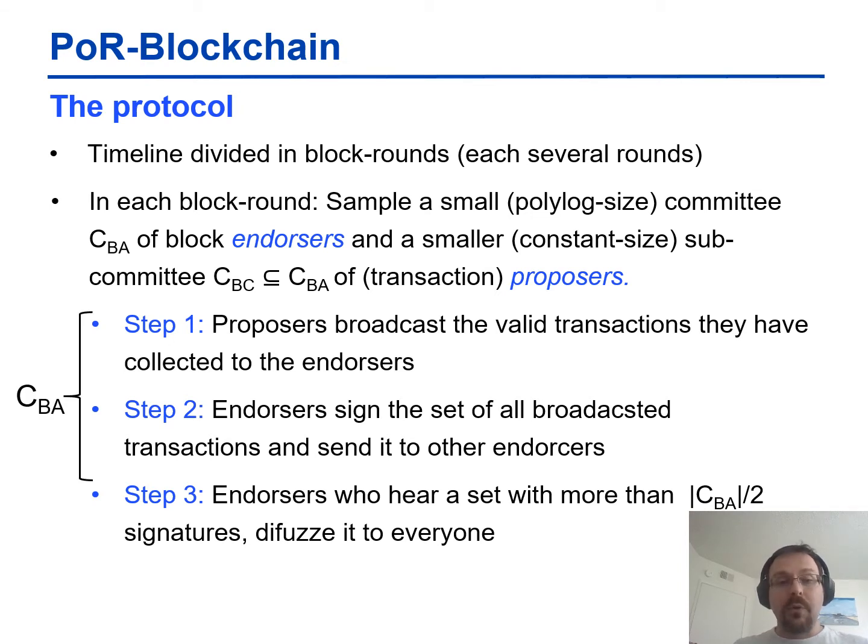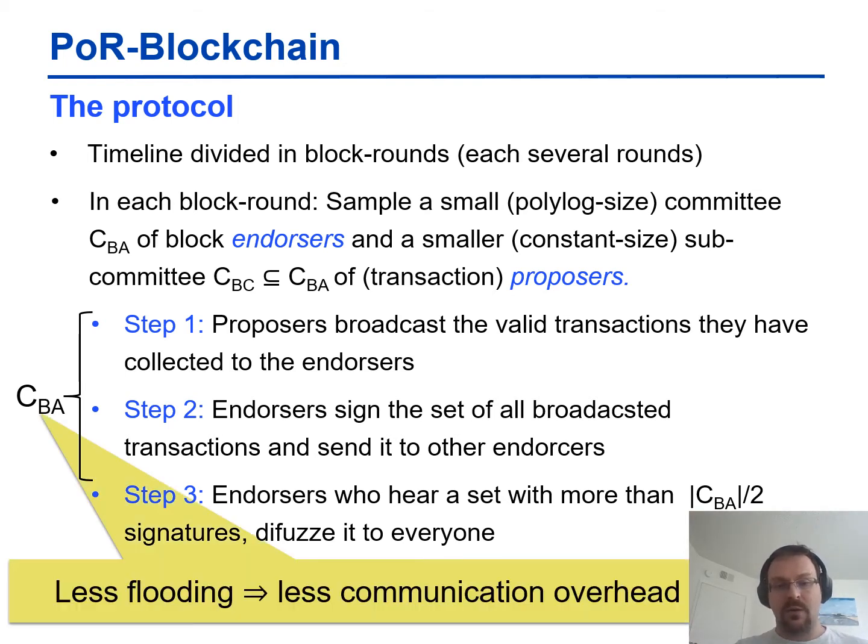So what's important to notice here is that the first 2 steps only involve communication among the committee of endorsers, which remember is a small subset of the entire player set. And only in the 3rd step, we have a diffusion of the message sent through a network which we don't really know. So this means that we don't need to flood. We don't need to go and send to other parties, other neighbors send to other neighbors and so on. We can directly communicate, which really reduces the communication overhead of the protocol.